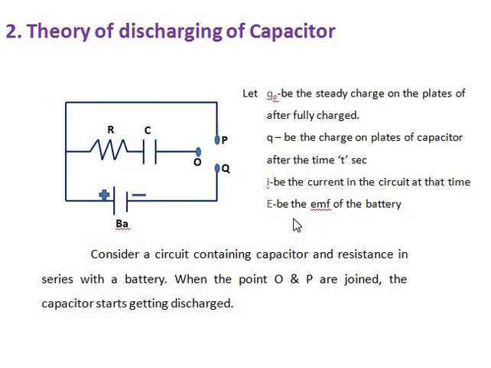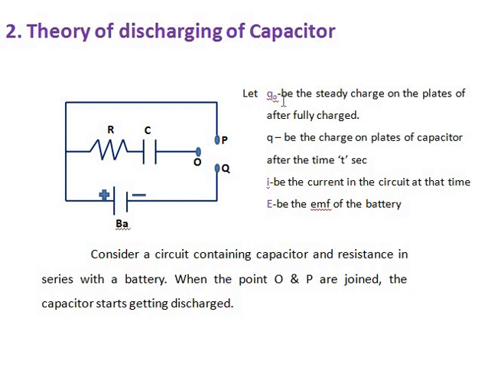Okay, dear students, next point, theory of discharging of a capacitor. In this case, the circuit diagram is the same. In charging, we close O and P, and in discharging, initially we close O and P to fully charge the capacitor, and then we open O and P and close O and Q, then the capacitor gradually discharges through the resistance R.